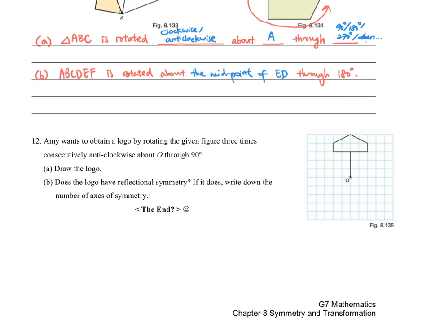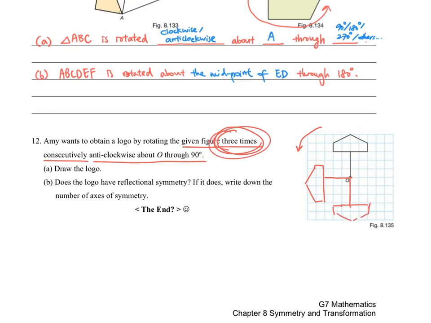Okay, for number 12, it is not a very hard question, but you have to look at the question carefully. It means that the figure is rotated 3 times consecutively, anti-clockwise through 90 degrees. Well, first of all, you have to understand what's meant by anti-clockwise. It looks like that. Okay, so you try to draw the figure like this, something like that. I don't draw exactly for you. After you draw it, you can see that there is another time, so you can draw another one. Okay, so after 3 times, you can obtain the logo, and that is the answer.